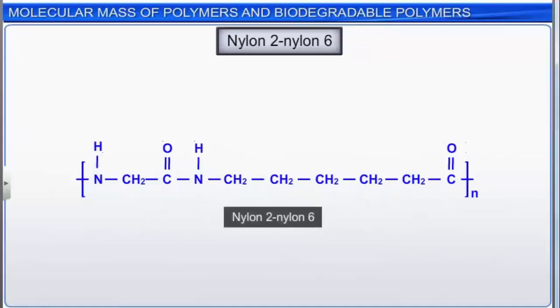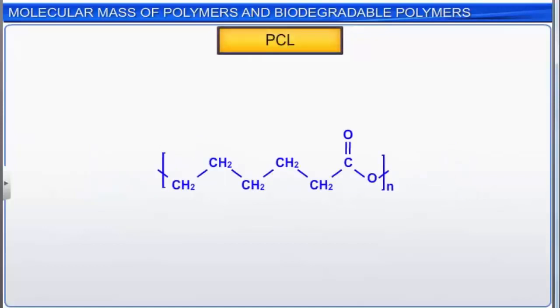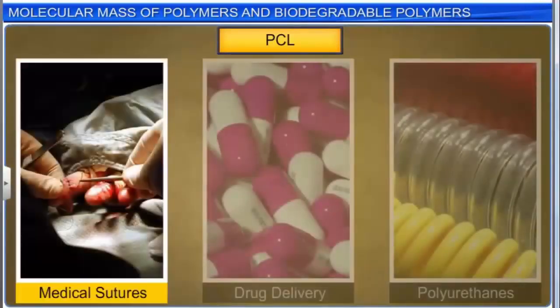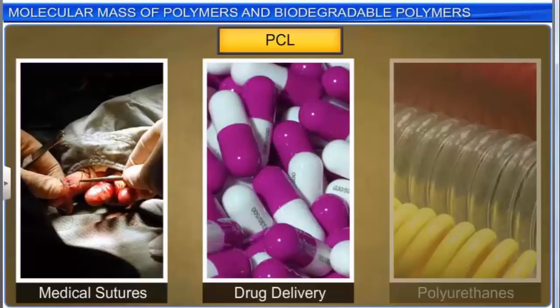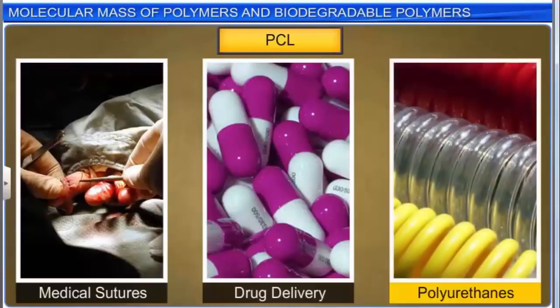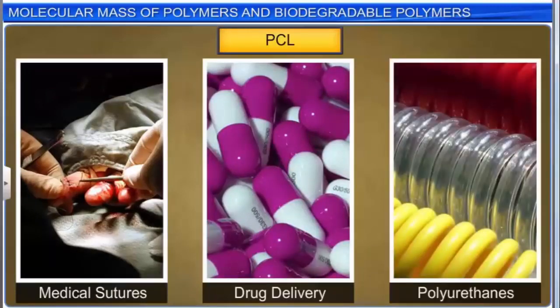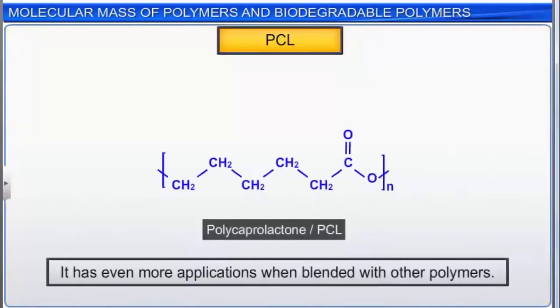Nylon 2-nylon 6 is a biodegradable polymer. Another biodegradable polymer is polycaprolactone or PCL. PCL is used for medical sutures, drug delivery, and the manufacture of specialty polyurethanes. It has even more applications when blended with other polymers.